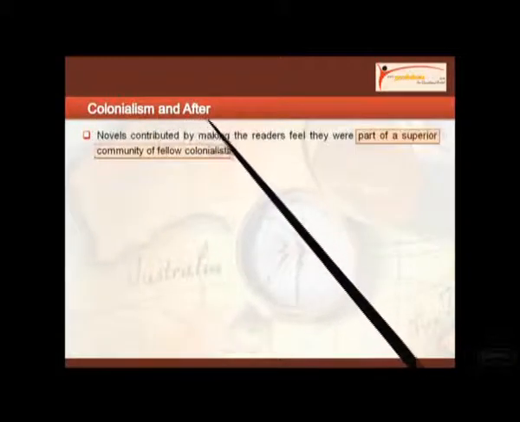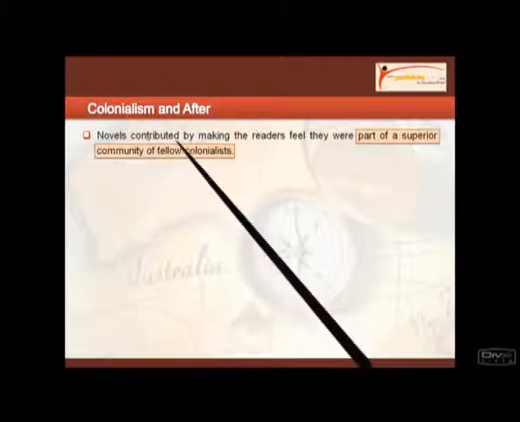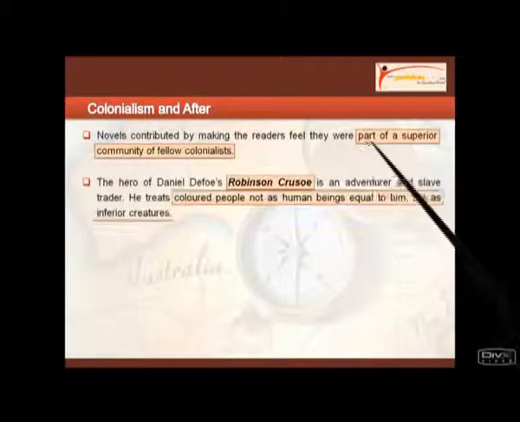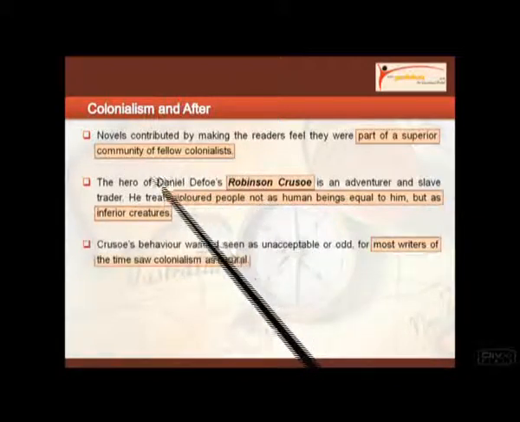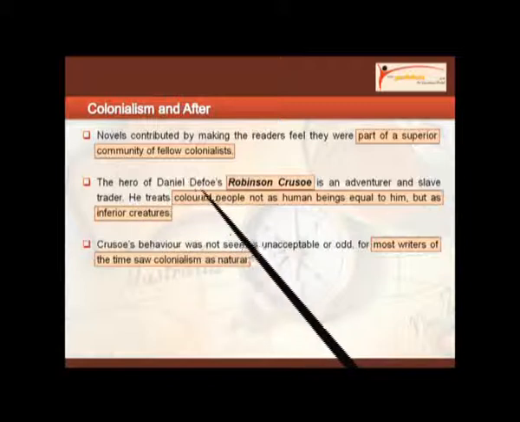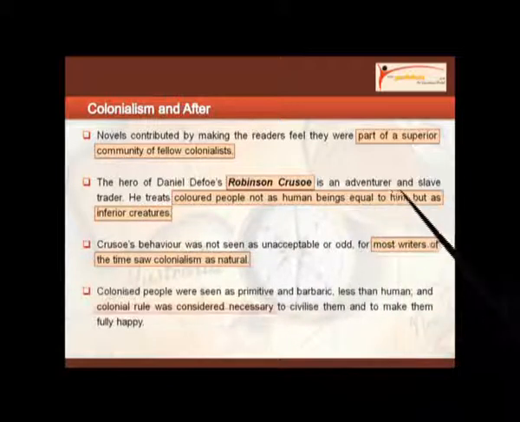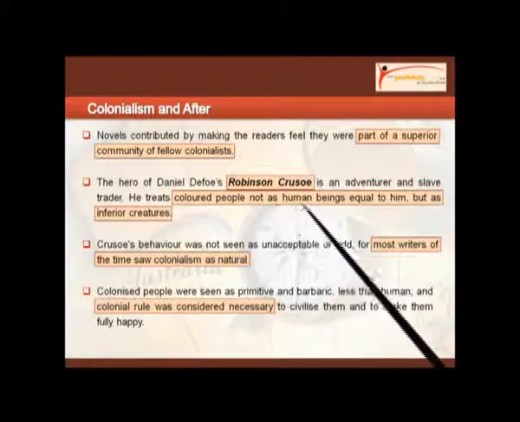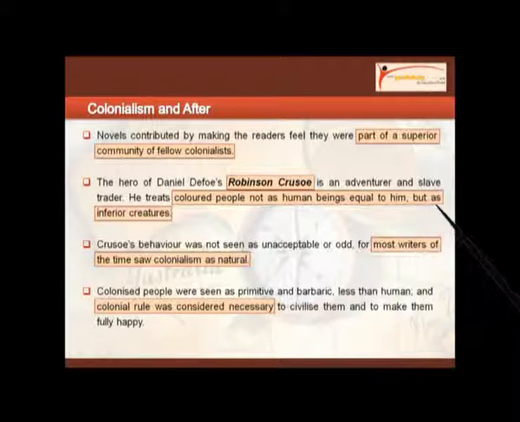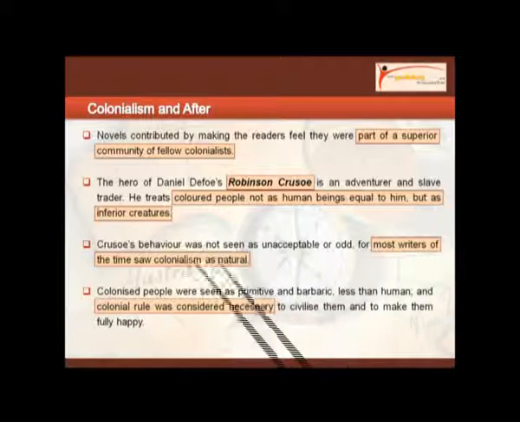Colonialism and after. Novels contributed by making the readers feel they were part of a super community of fellow colonists. The hero of Daniel Defoe's Robinson Crusoe is an adventurer and slave trader. He treats colored people not as human beings equal to him, but as inferior creatures. Crusoe's behavior was not seen as unacceptable or odd, for most writers of the time saw colonialism as natural.